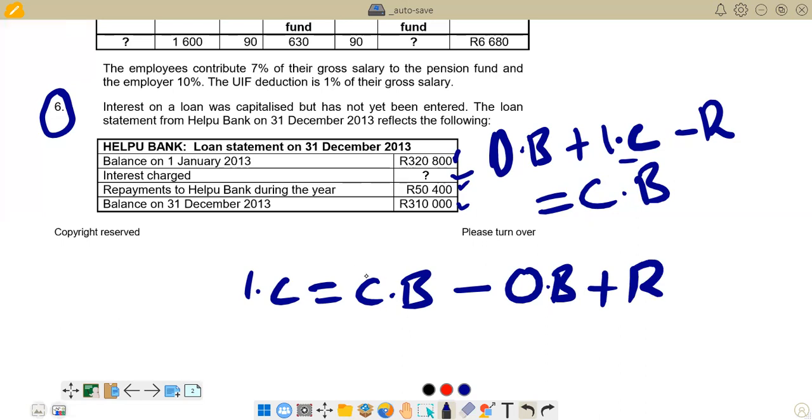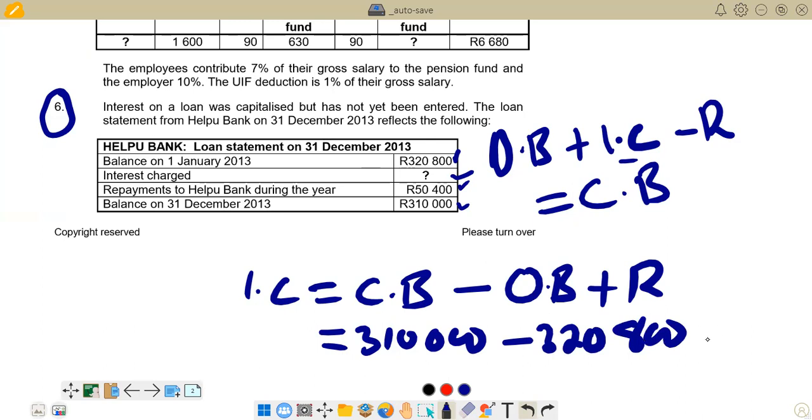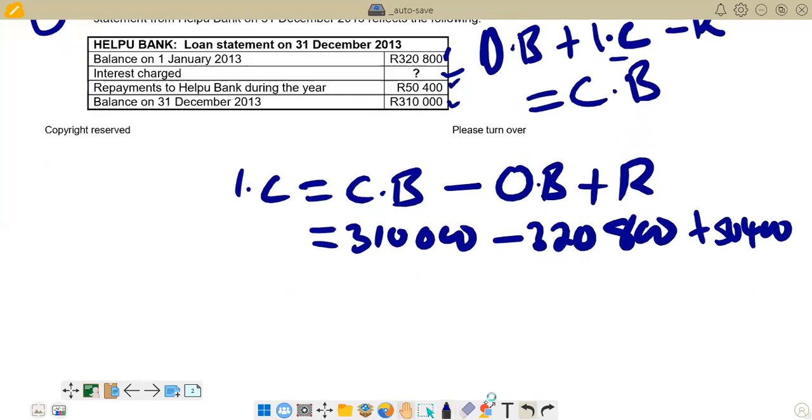So now we can substitute the figures that we have there. Our closing balance, we have got 310,000. So we are going to say 310,000, and then we subtract our opening balance, which is 320,800. And then we add our repayment figure, that is 50,400. So basically like this. Then we can calculate correctly, and you'd see that you're going to get a figure of 39,600.